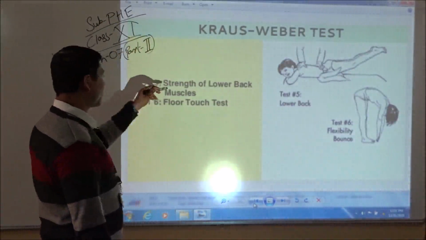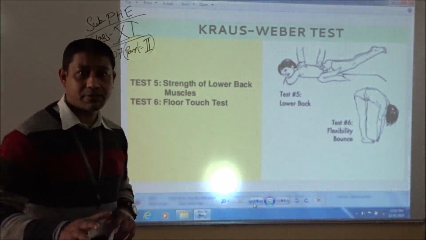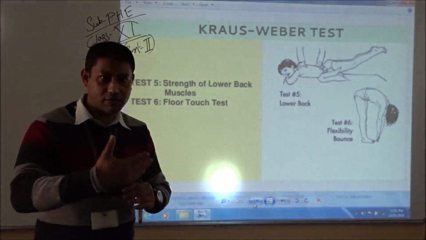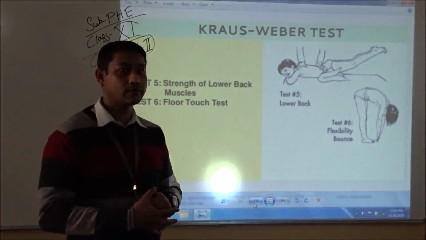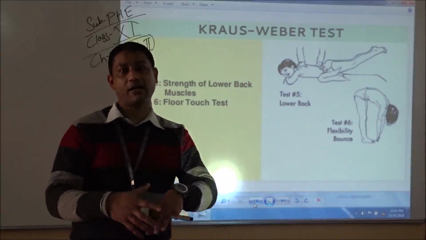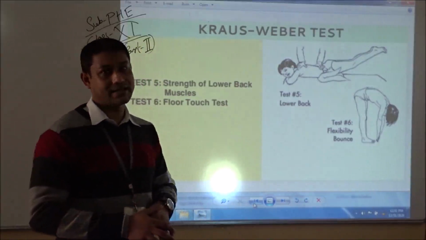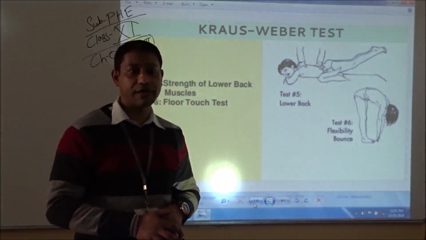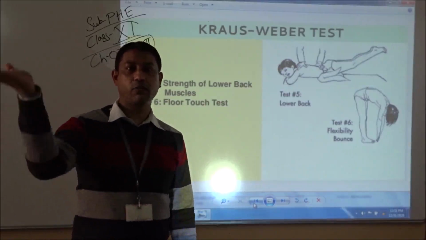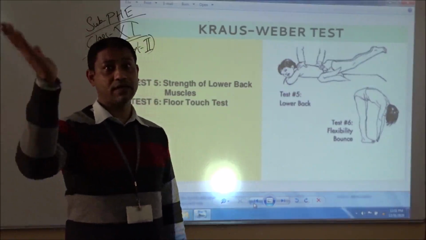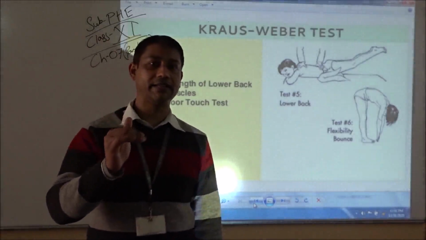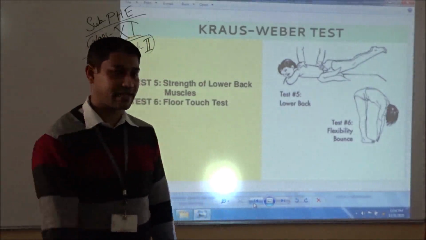Similarly, in test number 5, the subject is lying down in prone position, that is, the chest is in contact with the floor. The examiner gives support by pressing the back of the subject, and the subject is asked to raise both legs, arching them back, 10 inches above the ground. Here also the subject needs to maintain the position for 10 seconds.